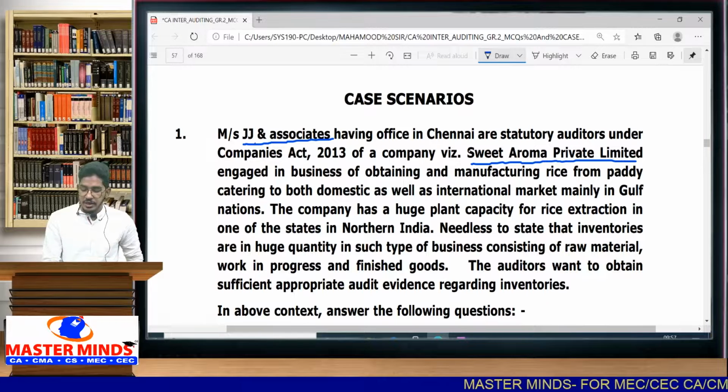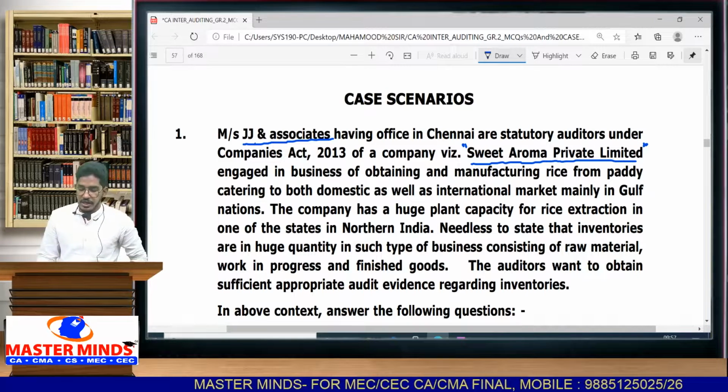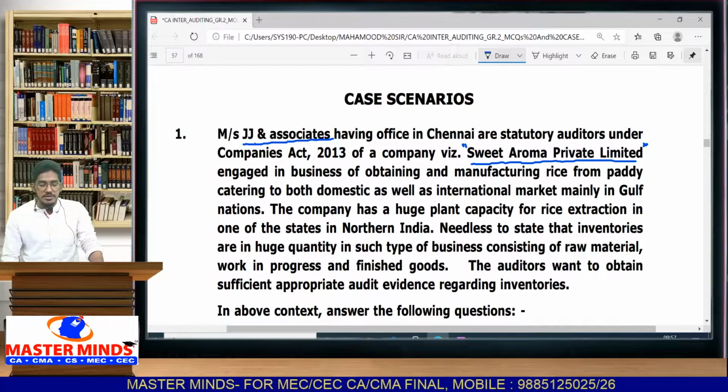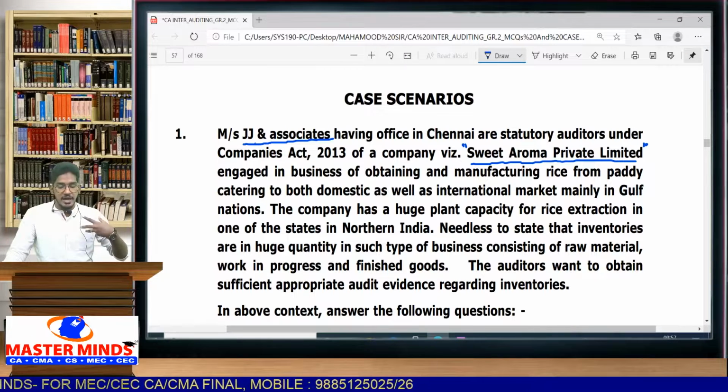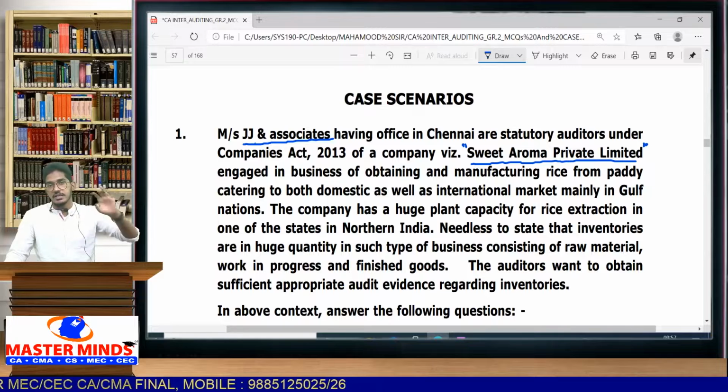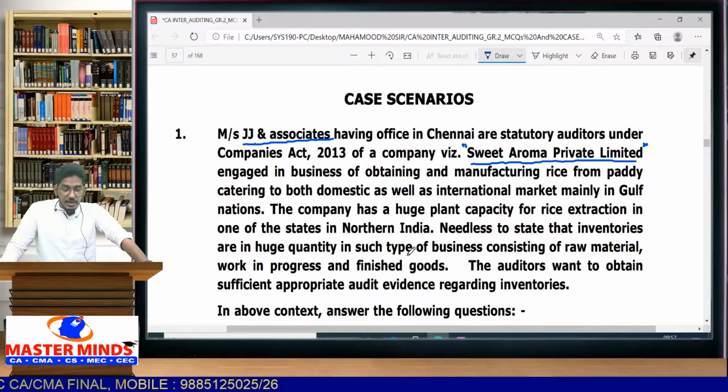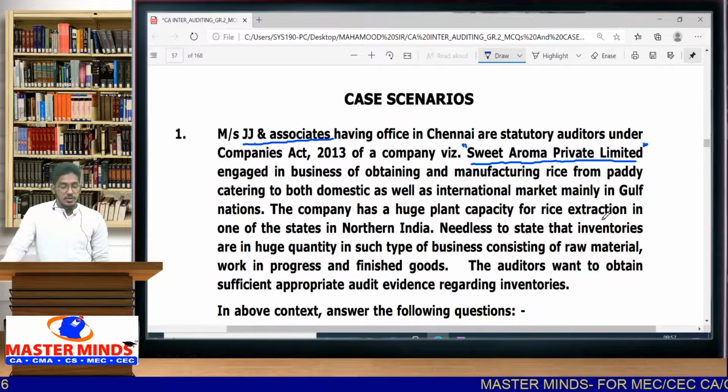This firm has been appointed as auditor of Sweet Aroma Private Limited, which is engaged in the business of obtaining and manufacturing rice from paddy. So in what business was this company engaged? It was procuring paddy and manufacturing rice from that, and selling it in both domestic as well as international markets. Then the company has a huge plant capacity for rice extraction in one of the states in northern India.